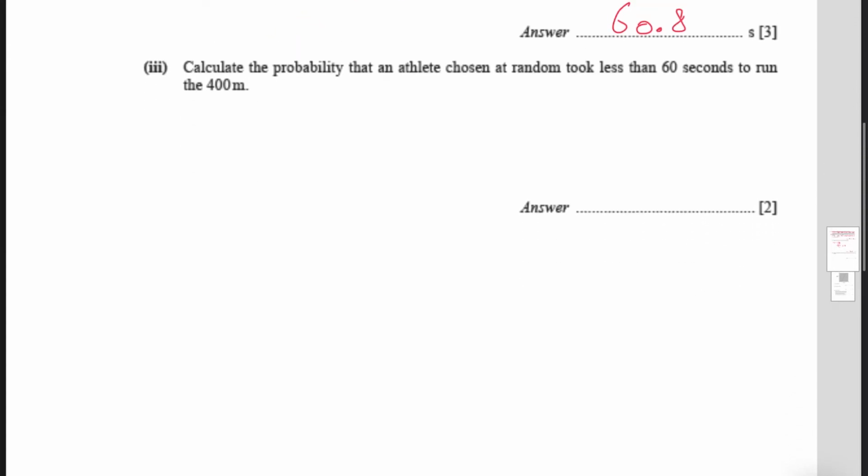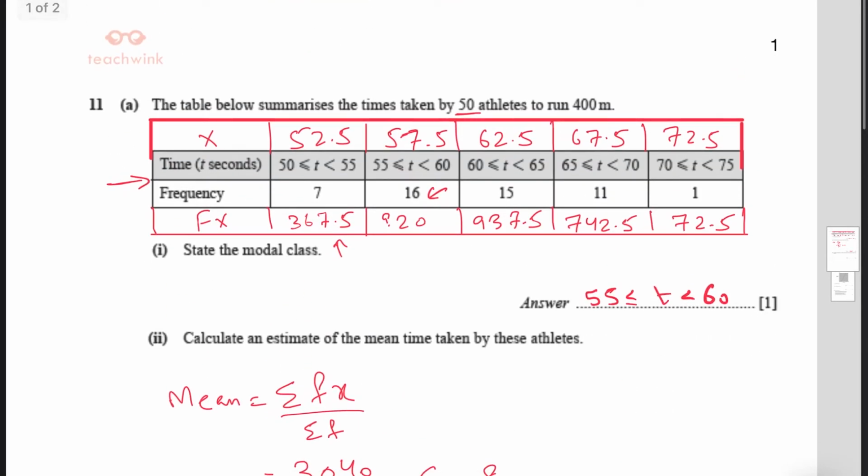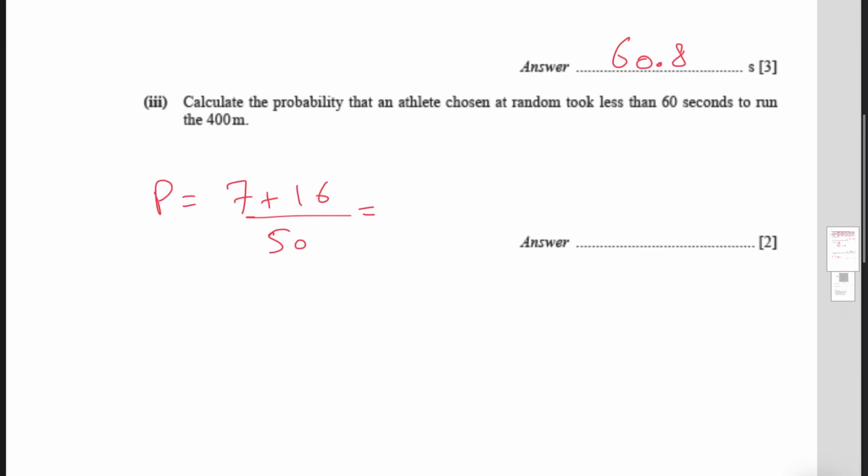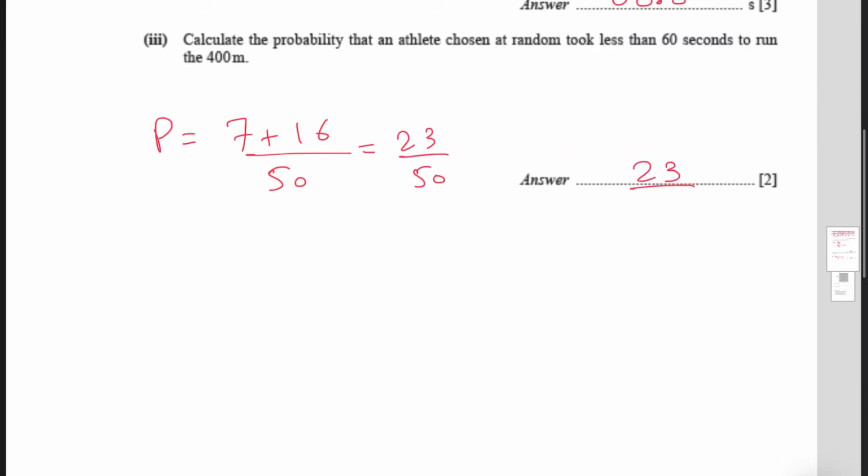The next part says calculate the probability that an athlete chosen at random took less than 60 seconds to run the 400 meters. Okay, less than 60 seconds means that it is either going to be this one or this one. I mean between these two class intervals. So the probability would be 7 plus 16 over the total possibilities. So 7 plus 16 is 23 over 50, and this comes out to be the probability in this question. This was easy, 2 marks.